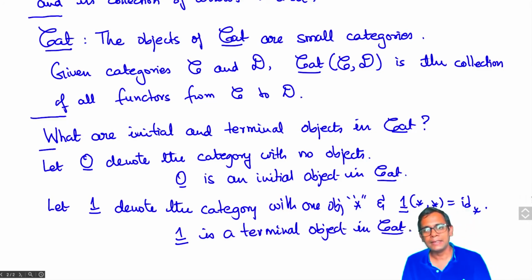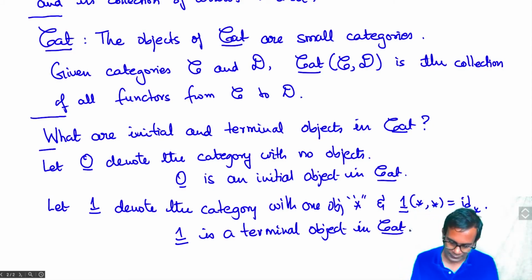Given any category C, you can define an arrow to this category 1 by just taking every object in your category C to this object star of 1, and every arrow of your category C to the arrow identity star. Just check, think about it, and make sure that this makes sense to you.